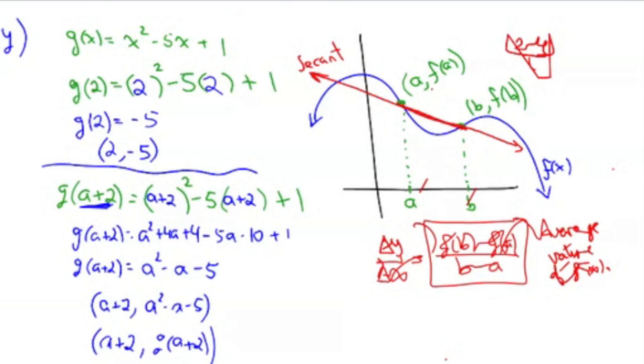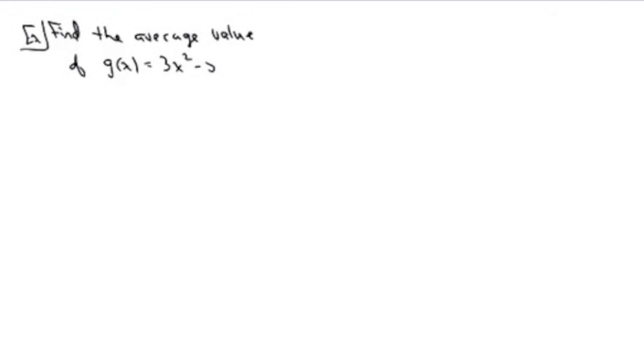I think what gets most people with this question is the wording, and they don't interpret it to be simplistic, and it makes it really hard. So the question would read this way. Find the average value of g of x is equal to 3x squared minus 5x plus 2 from x equals negative 2 to x equals 3.